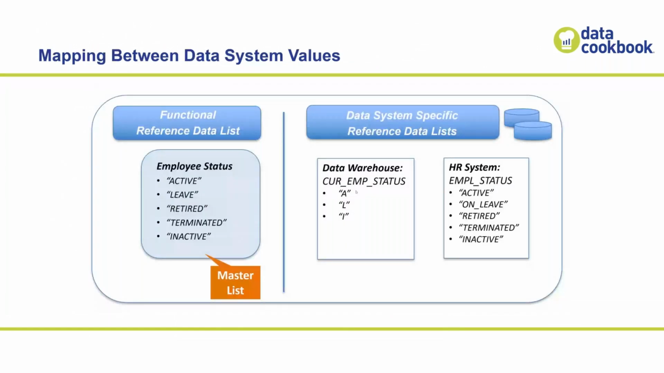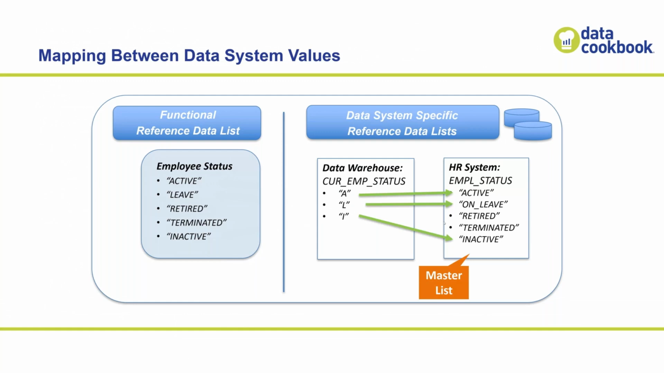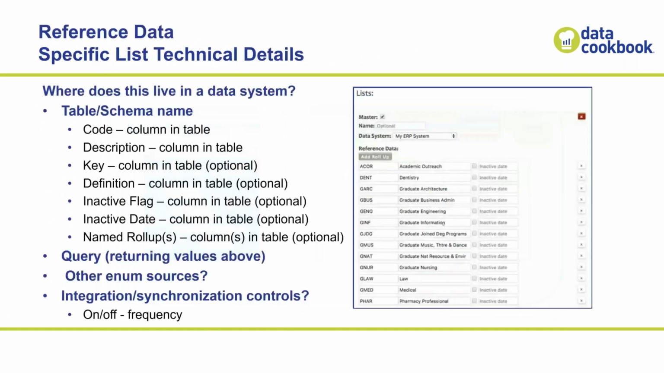And then as you saw here, you could have a master list, and say how these values map to that master list. The next thing that's useful to track is the technical details. So we described what the actual values are in a particular data system. But if you want to take another step, you could track where the actual values live. Or another way to think about this is, if I was going to automate the synchronization or discovery of what values are currently in that system, how would I do that?